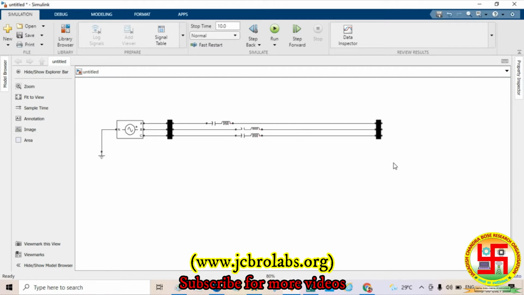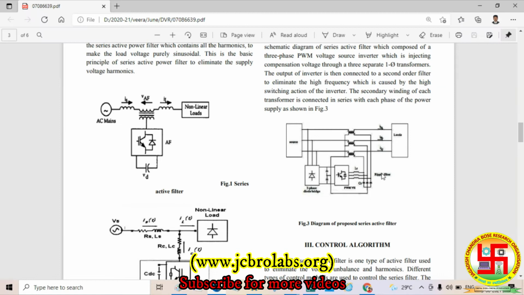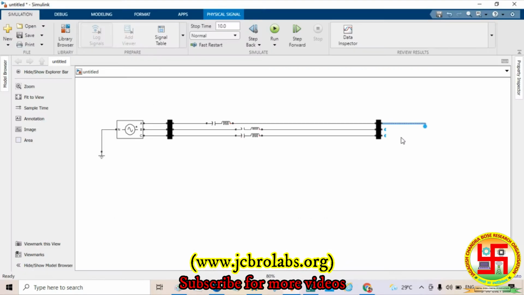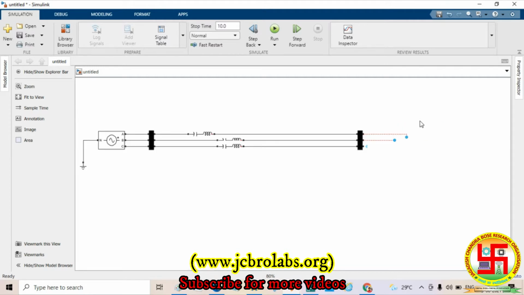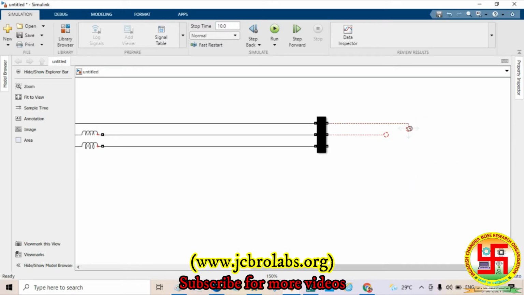Now we need to connect a load, a non-linear load, so we are connecting it here. The load switch is a non-linear load. For that, I took a small subsystem, and inside the subsystem we are making a non-linear load.